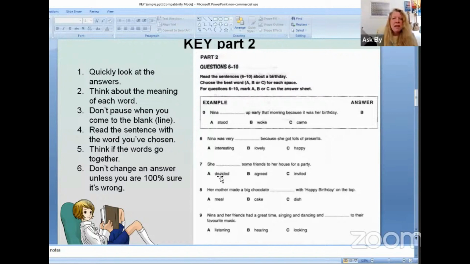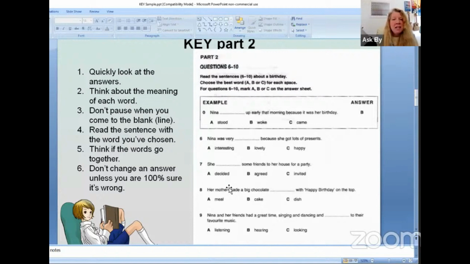Yeah. Number 7: decided, agreed, invited. Let's think about the meaning of each word. Let's say decided. To decide something, right? You have to decide what you're going to do, decide what you're going to eat, right? You have a decision to make. Agreed? Agreed means, yeah, I agree. Yes, I agree that it is a beautiful day outside today.